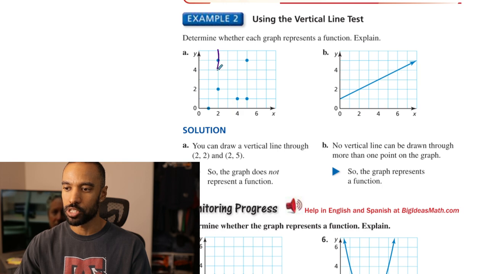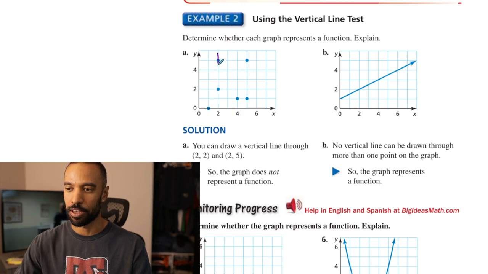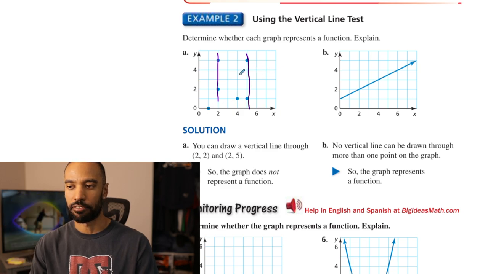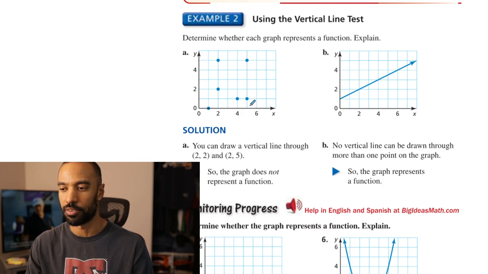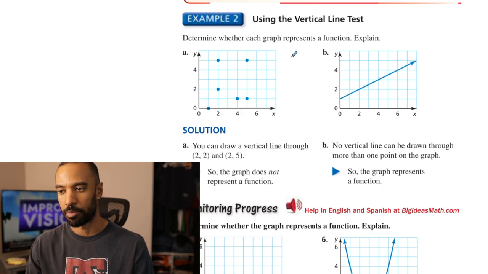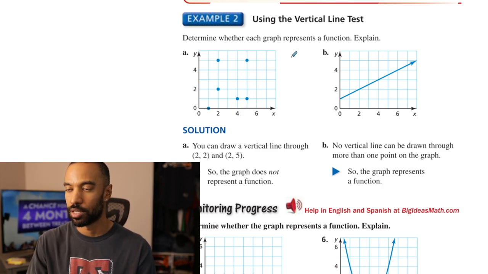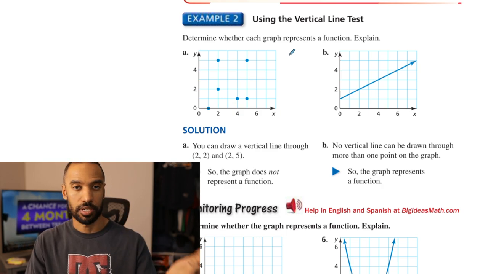No, it fails here. It only needs to fail once, but it fails here, and it also fails here. This relation is not a function because it has 2, 2 and 2, 5, repeats of 2 with different outputs, and 5, 1 and 5, 5, repeats of the same input with different outputs.